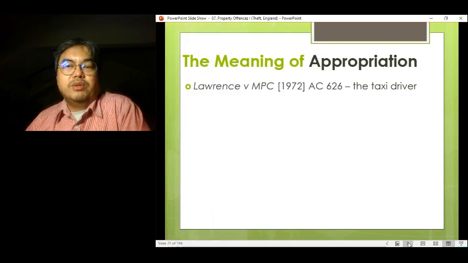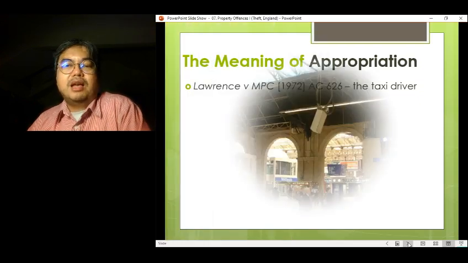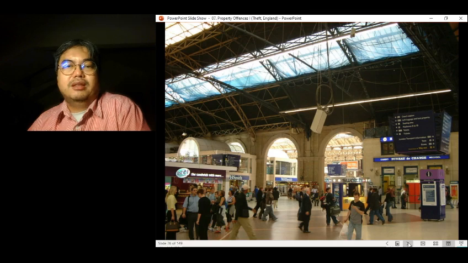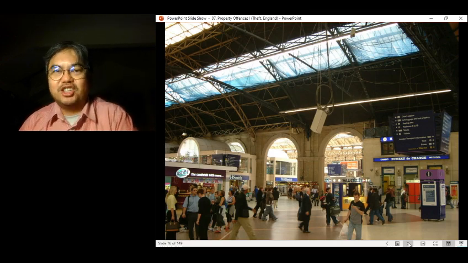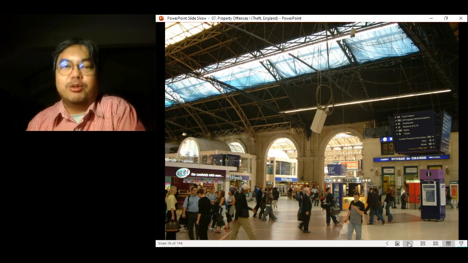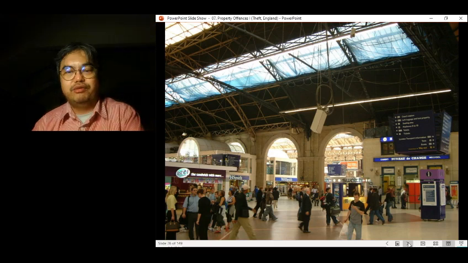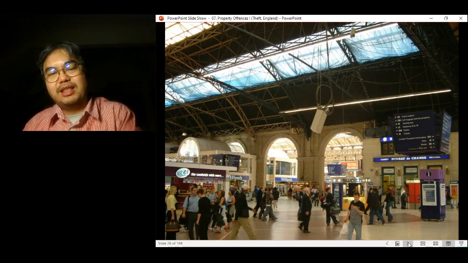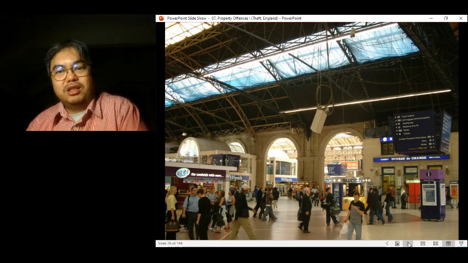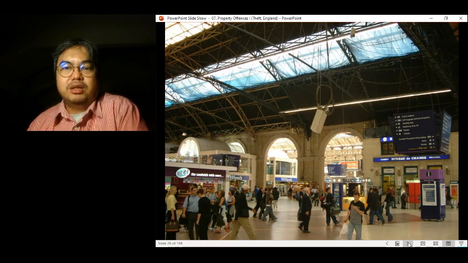So now the accused was a taxi driver and he was waiting outside Victoria Station. No, not the restaurant, right? This is the actual real Victoria Station, an actual station in London itself. So it's not a restaurant. There are restaurants in there, but it is an actual station, and it's quite an important station.